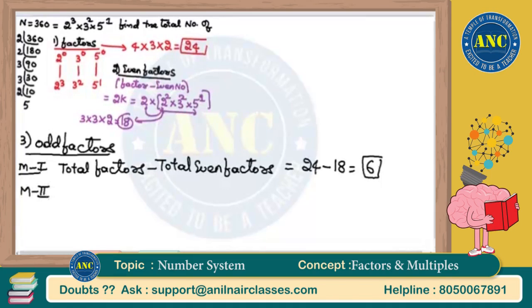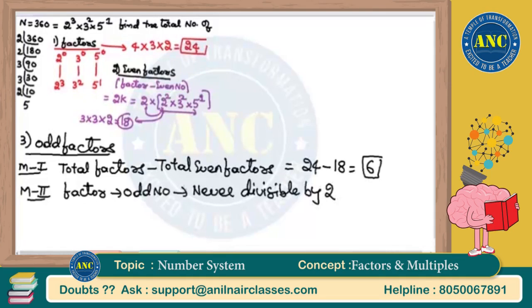Odd factor. What do you mean by an odd factor? An odd factor means a factor which is an odd number. What do you mean by an odd number? A factor which is never divisible by 2, it is an odd factor.